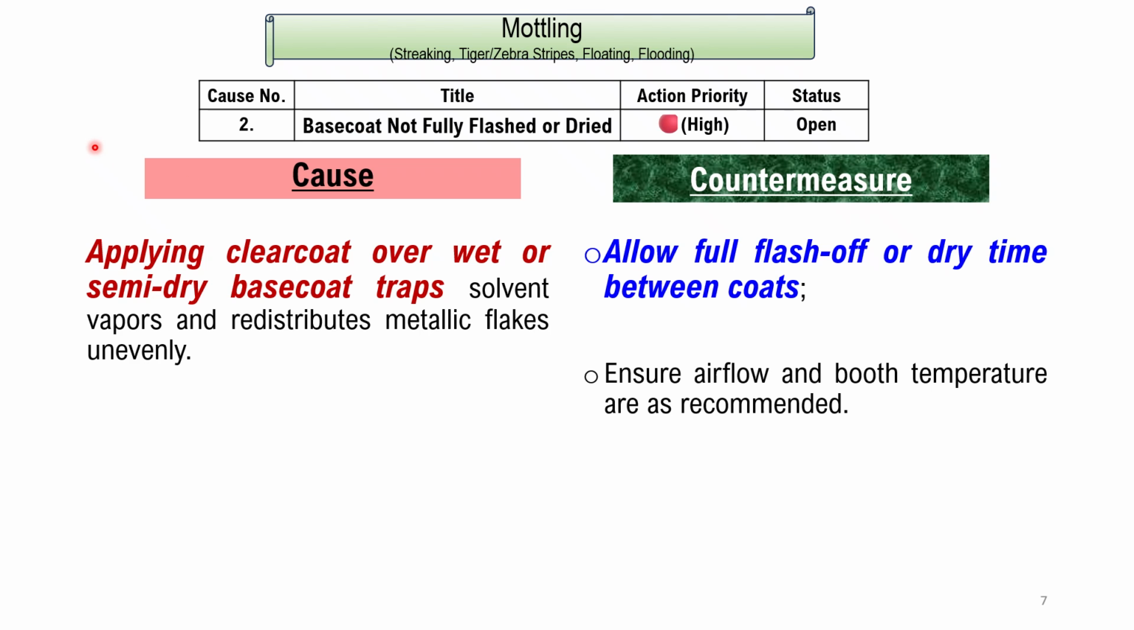Number two probable cause could be base coat not fully flashed or dry. That is, applying the next coat over wet or semi-dry base coat traps solvent vapors and redistributes metallic flakes unevenly. Therefore, allow full flash-off or dry time between coats, and ensure airflow and booth temperature as recommended.